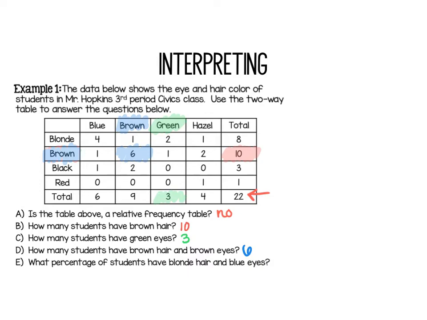The last question is asking me what percentage of students have blonde hair and blue eyes. So blonde hair, blue eyes, look at the overlap. So that's 4 students, but it asks me for a percent. So 4 out of the 22 students. And if I calculate that as a percent, it's approximately 18%. So those are some of the ways that we can use a frequency table to answer those questions.